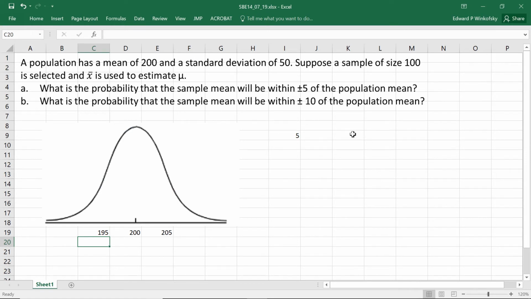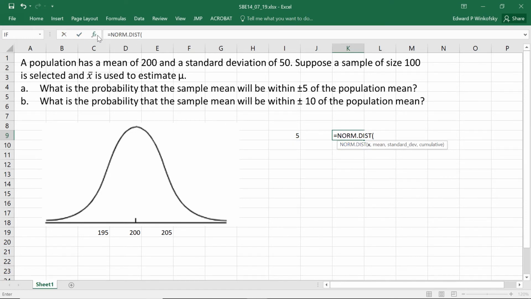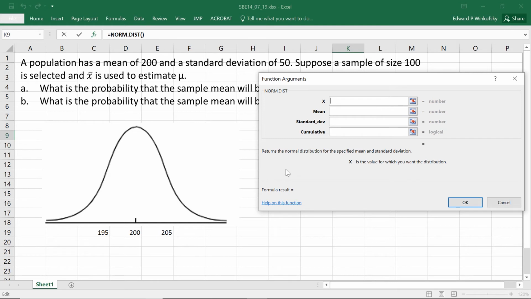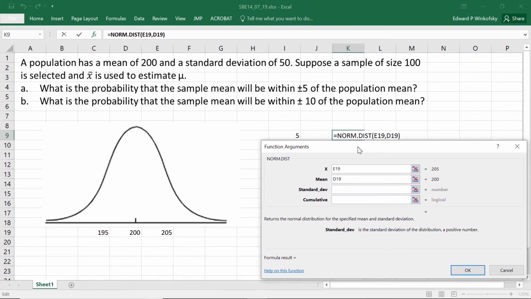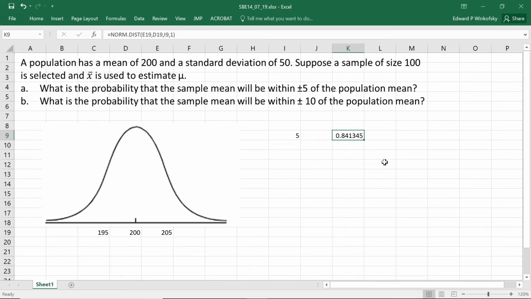Well, I can use Excel functions to help me do that. So I'm going to use equals NORM.DIST, and NORM.DIST wants to know what x is. Well, x is going to be, in this case, my 205. The mean is going to be 200. And my standard deviation, which in this case is my standard error, is going to be equal to 5. And of course, I want cumulative, so I'm going to put in 1 or true. And I get a value of 0.841345. Well, that gives me the area from 205 to the left.